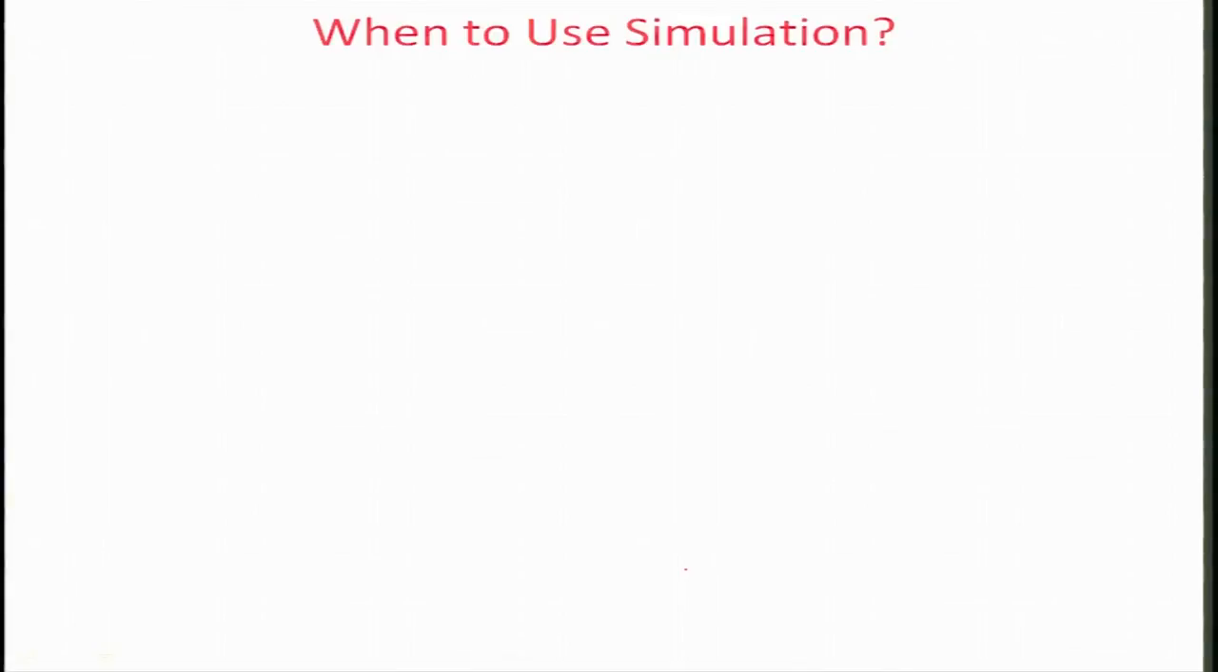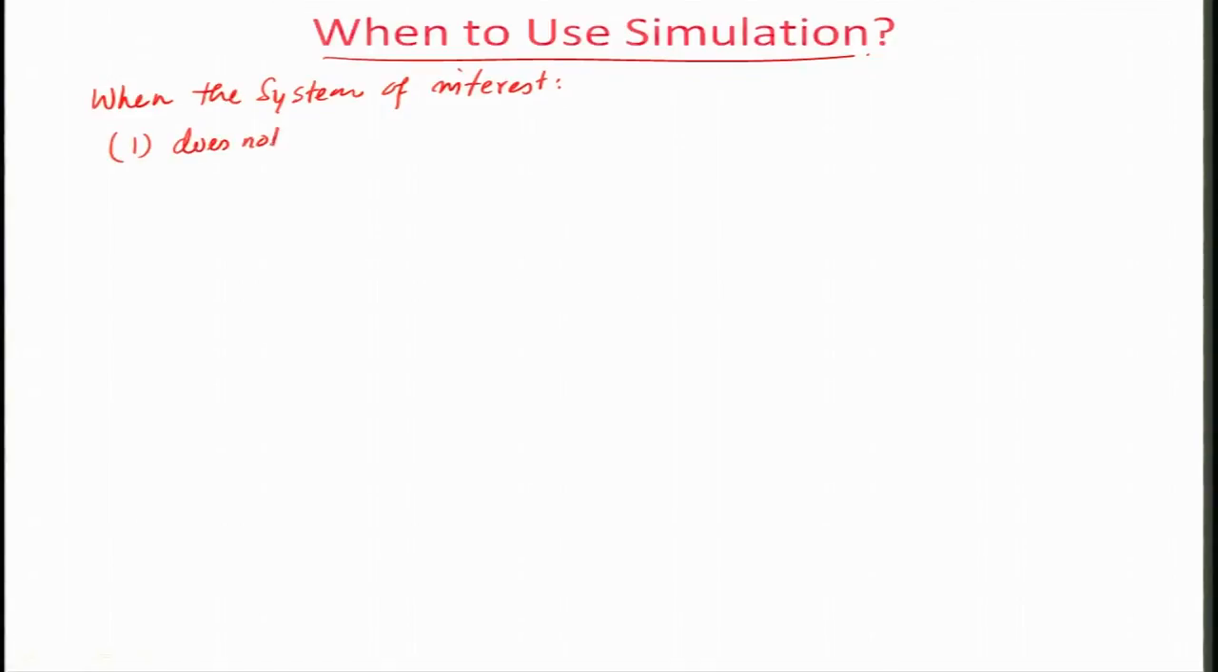So, then obviously the question is, when to use the simulation or what is the appropriate time to use the simulation. Okay. So, these are the major points that you should remember. When the system of interest, it is all about the system that you are interested in studying, number one, does not exist. Okay. So, if the system does not exist, then simulation is used to design the system. If the system does not exist, then you cannot study using the real system. So, you use simulation mostly to design the new system.